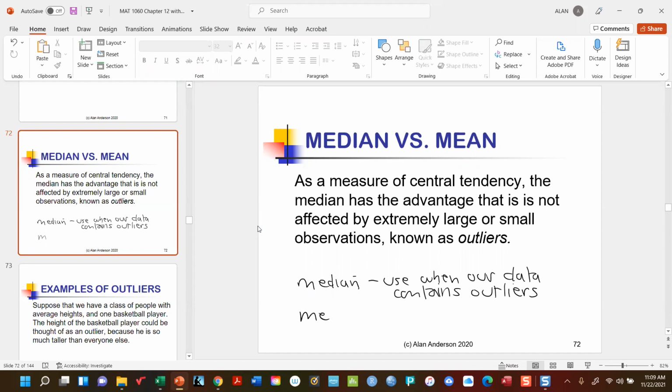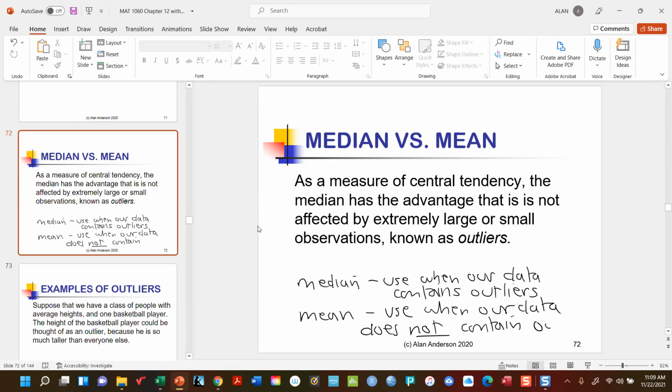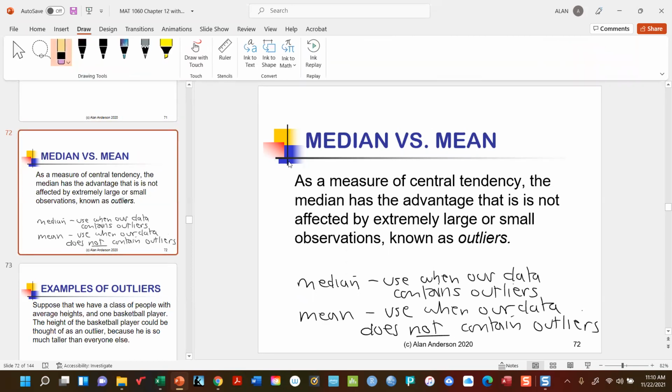And then the mean should be used when our data does not contain outliers. Okay, so that's the rule of thumb right there. If there are outliers, we're better off using the median. And that's because the mean is distorted by outliers, as we'll see.